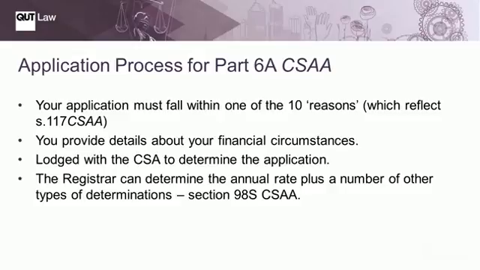The Child Support Agency has taken the very complicated provisions of Section 117 and reduced them down to 10 plain English reasons. If someone applies for a change of assessment, they must nominate a reason and provide appropriate financial information in support. This application is lodged with the Child Support Agency. Section 98S of the Child Support Assessment Act sets out the power of the registrar, and for this course just be aware that Child Support Registrar means a senior case officer or an appropriate person within the Child Support Agency.